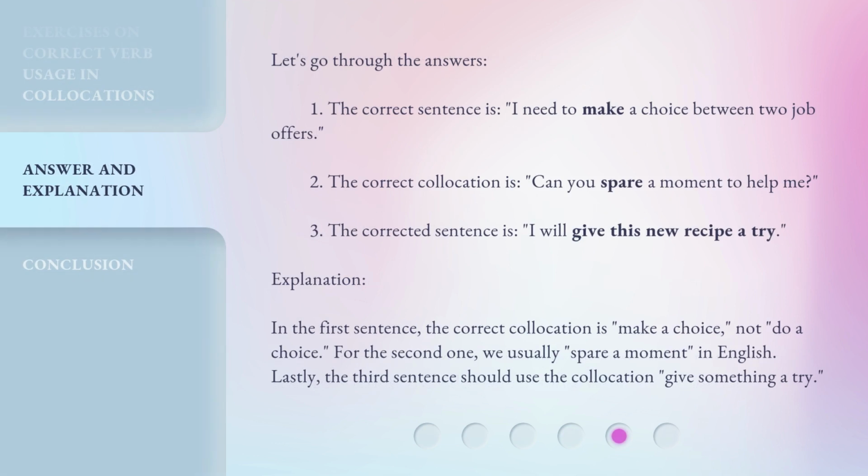Let's go through the answers. 1. The correct sentence is, I need to make a choice between two job offers. 2. The correct collocation is, can you spare a moment to help me? 3. The corrected sentence is, I will give this new recipe a try. Explanation. In the first sentence, the correct collocation is, make a choice, not, do a choice. For the second one, we usually spare a moment, in English. Lastly, the third sentence should use the collocation, give something a try.